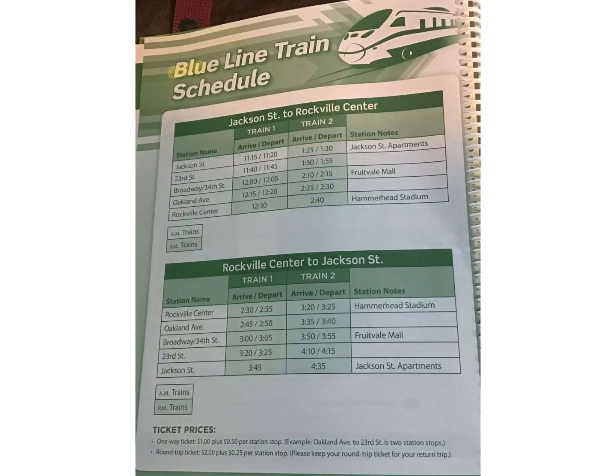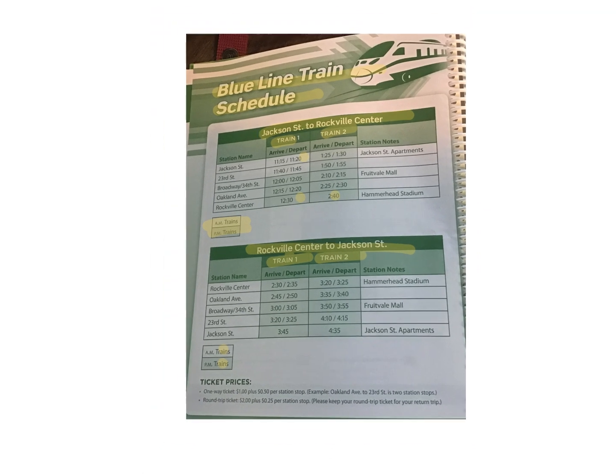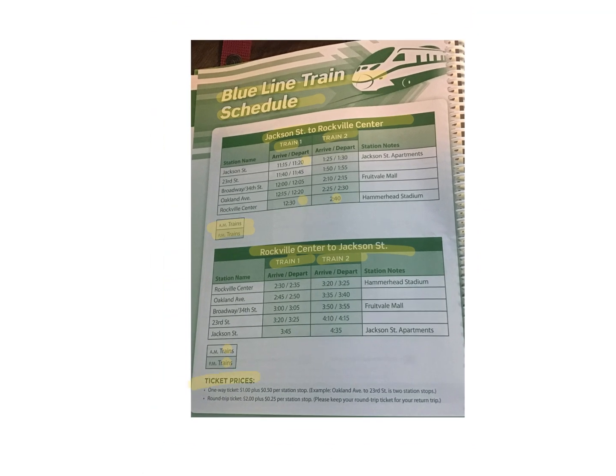Another one is a schedule for a train. Jackson Street to Rockville Center. Train number 1, train number 2. I wonder why some are highlighted and some are not. Oh, these are the AM trains, and these are the PM trains, all right? Now, back home, Rockville Center to Jackson Street, train 1, train 2. Again, AM trains. Are there any AM trains? Doesn't look like it. They're all PM trains. Down here, ticket prices. That would be very important to look at.